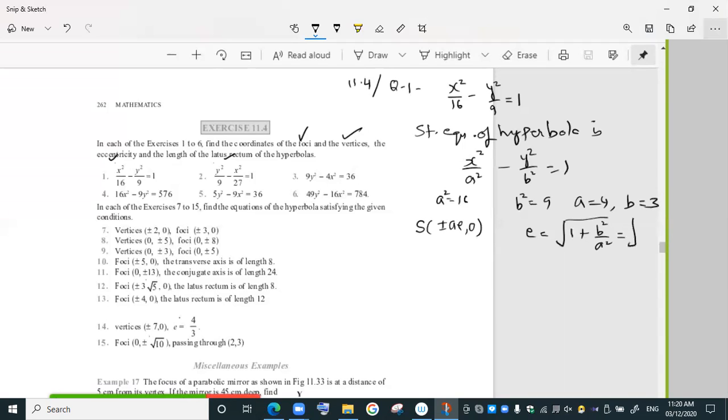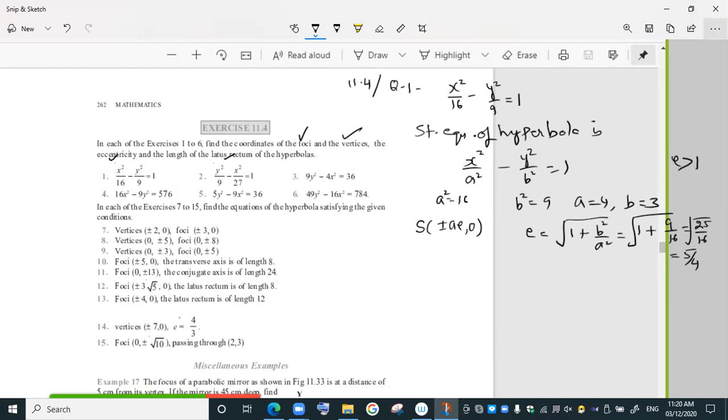Substitute the value. 1 plus b square upon a square, b square is 9 and a square is 16. So 16 plus 9, 25 by 16. So this will be equal to 5 by 4. So you can see eccentricity is greater than 1.